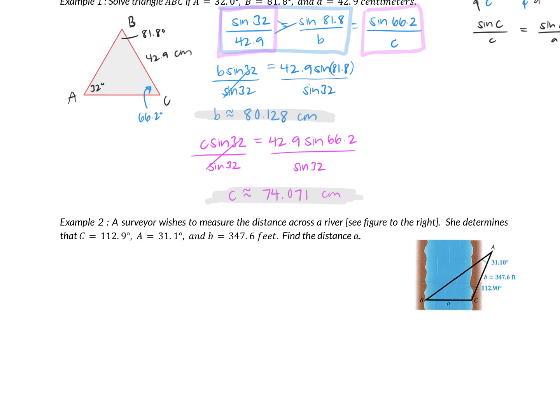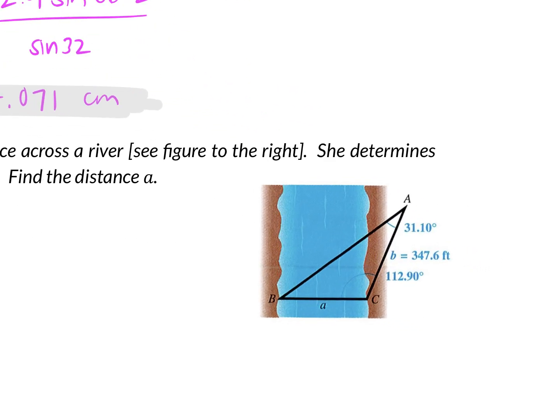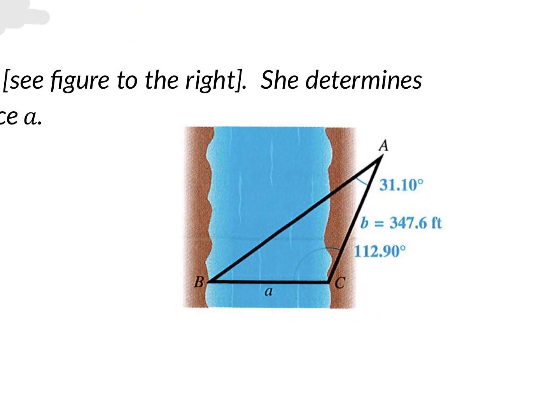This next one here is basically the same thing, except you've got a little picture diagram here, a little bit of a word problem. A surveyor wishes to measure the distance across a river, and she determines that the following information is given. It's also measured on the picture as well, and we only want to find the distance A. So I don't actually have to find all the missing pieces of this triangle. I just need to solve for A. So if I look at this picture here, we're given two angles. We're given a side length. We don't know what angle B is equal to, but could I find it? Yeah, take 180, subtract 31.1, subtract 112.9, and we end up getting that angle B should equal 36 degrees.